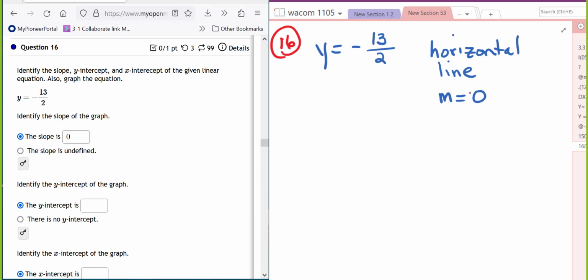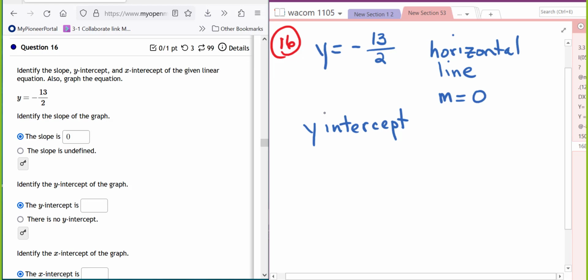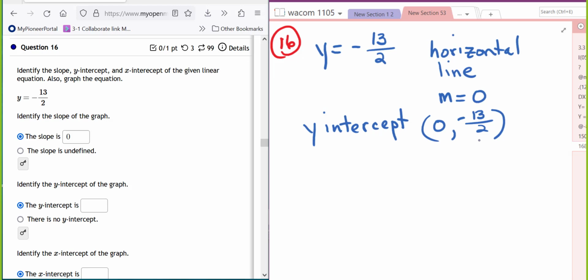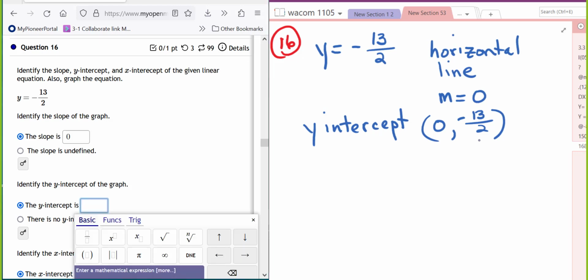Your y-intercept, so on a y-intercept, your x is going to be 0, but your y always has to be this. So you have to think a little bit on this one. It will be, let's see, y will always be this. The x will be 0 on a y-intercept. So 0, -13/2. And it's not saying anything about an ordered pair, so I'll enter this one. So -13/2.